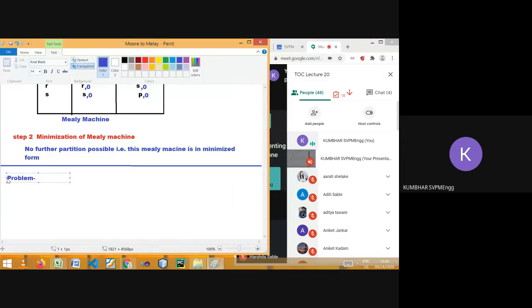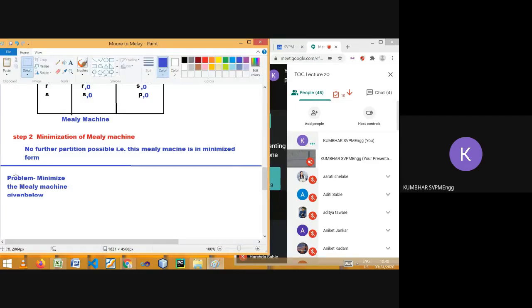Let's say the problem is: minimize the Mealy machine given below. Concentration will definitely be required. So please check it out, because now you have to do some logic and cross-checks. I appeal to you, please be more attentive now.